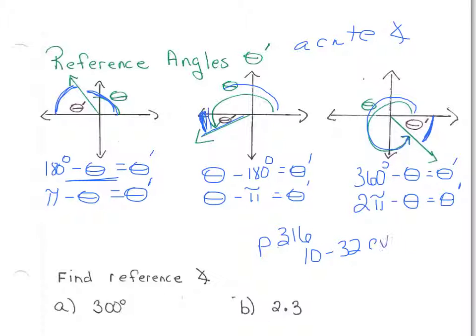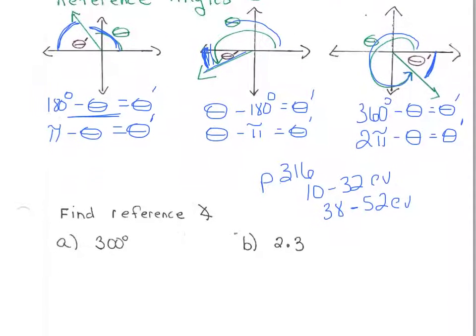A question: how would you know which one to use? Like here, what quadrant are you in? 300 degrees is in what quadrant? Third or the fourth? Fourth quadrant. So that one real quick, 300 is in the fourth quadrant, so we use this. It would be 360 minus 300, which is 30 degrees, your reference angle. Oh, okay, that makes sense.